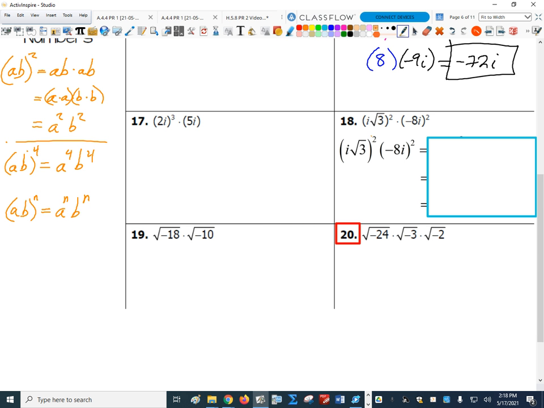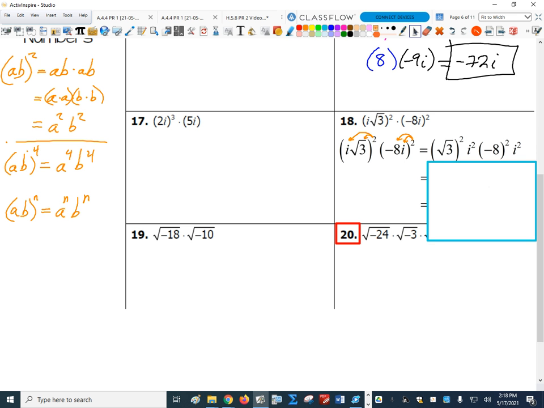And so look what I can do here. I could take this 2 and I could distribute it to both of those two factors, the i and the square root of 3. And the same thing I could do over here. I could distribute it to the negative 8 and to the i. And would you agree I just get something like that?